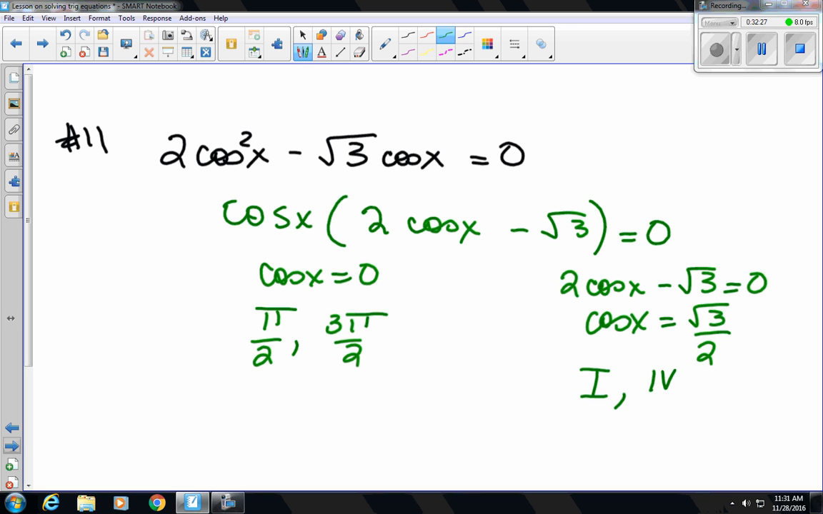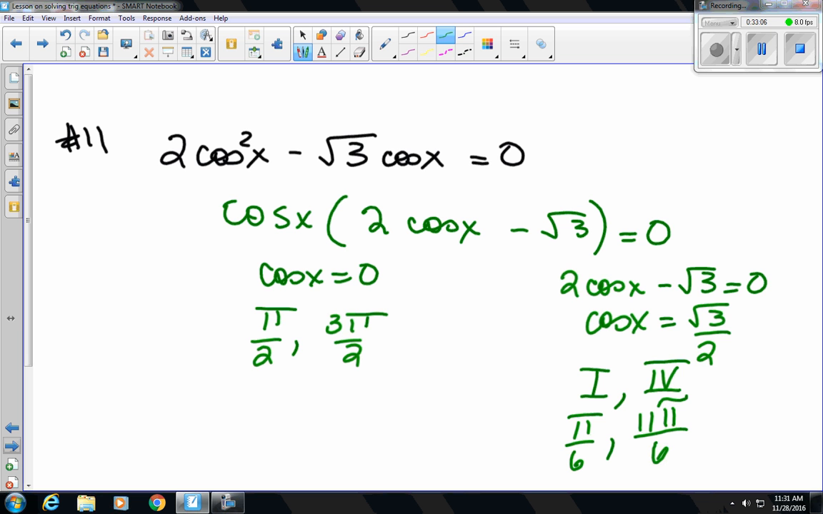First and fourth. So cosine is equal to root 3 over 2. That puts you where? 30 degrees. So my first one is going to be pi over 6, and then I need to be in the fourth quadrant: 11 pi over 6. Now, if WebAssign asks you to put those answers in order from least to greatest, what comes first? Pi over 6. Then pi over 2, then 3 pi over 2, then 11 pi over 6.